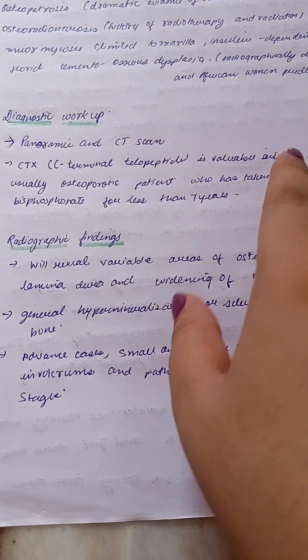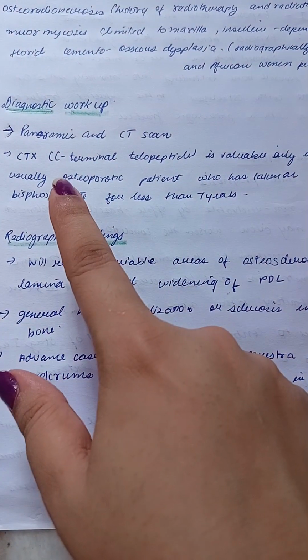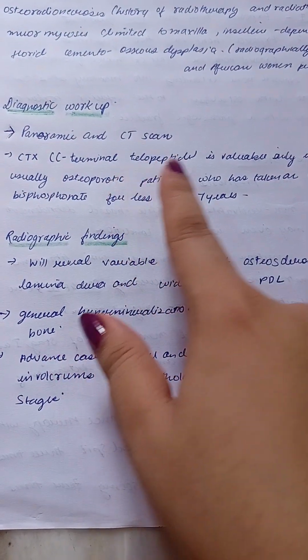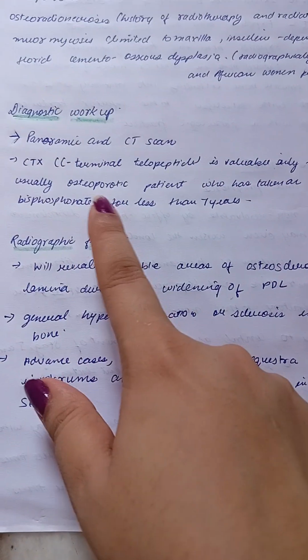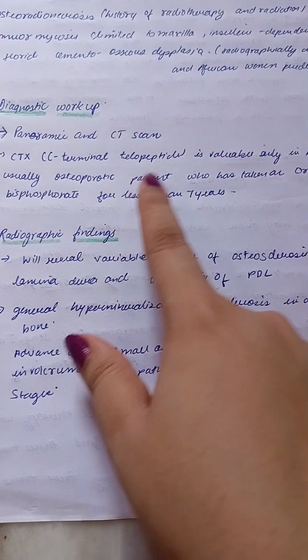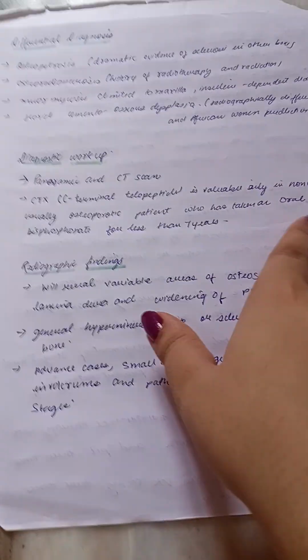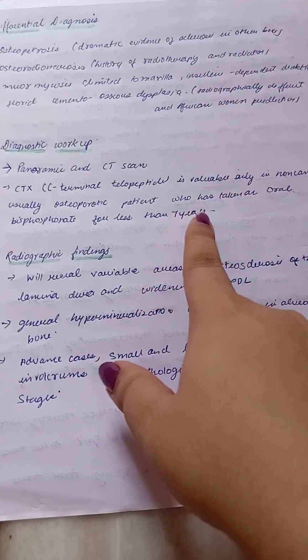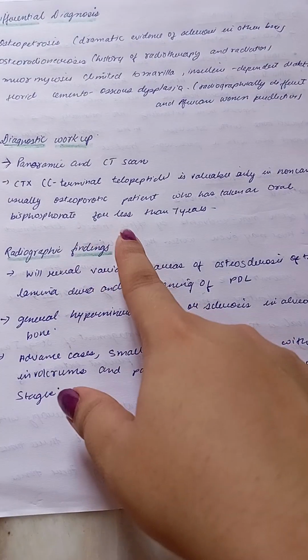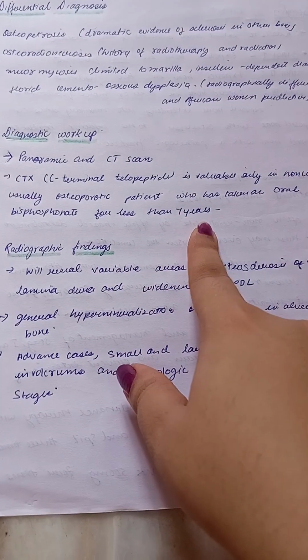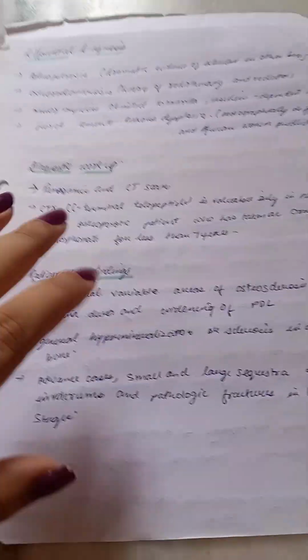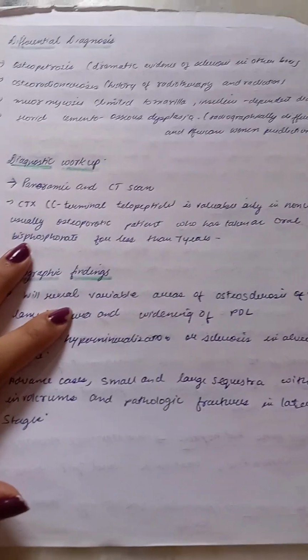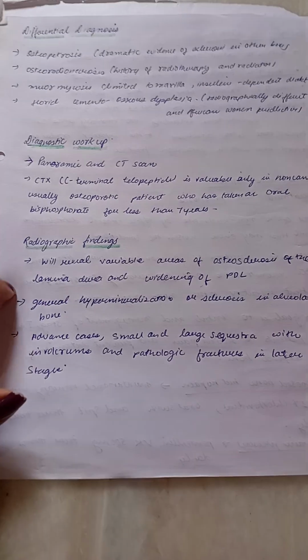Now, diagnostic workup: panoramic radiograph and CT scan. CTX. What is CTX? It's C-terminal telopeptide. It is a valuable test only in non-cancer, usually osteoporotic patients who have taken an oral bisphosphonate for less than 7 years. For less than 7 years. But it is useful or valuable only in non-cancer patients.